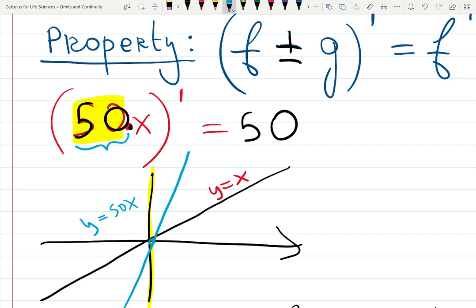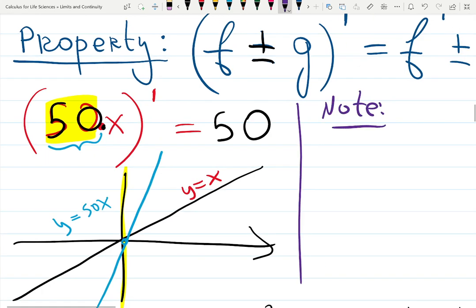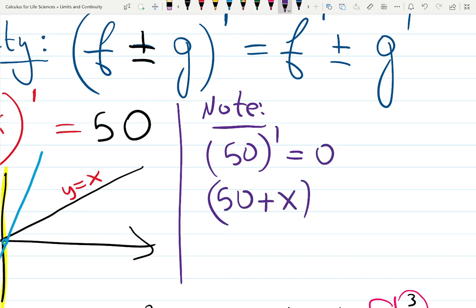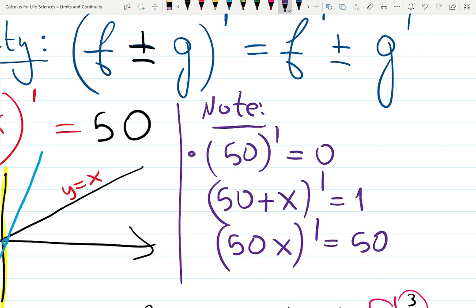But again, derivative. Okay, let me show you this. This is a nice note. I will repeat this, but why not? Note. Derivative of 50 is 0. Derivative of 50 plus x is 1. 0 plus 1, so that is 1. But then derivative of 50x is 50. Observe the difference.